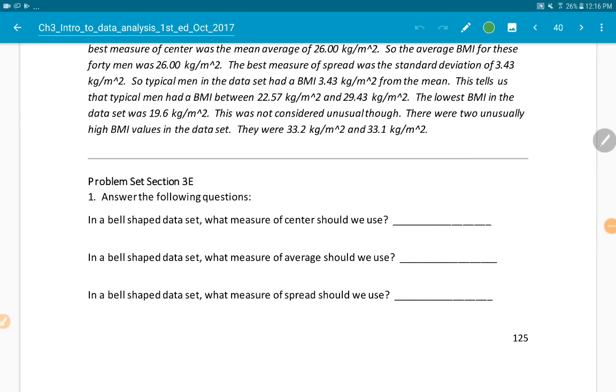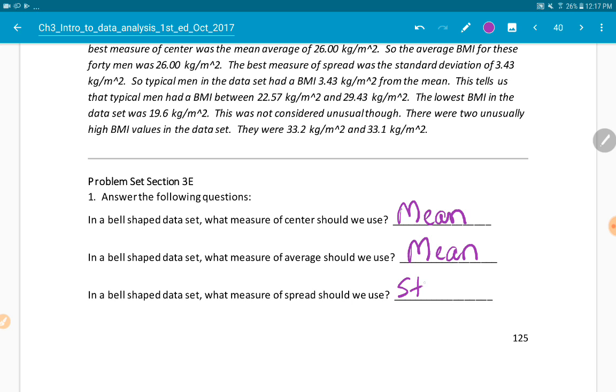For section 3E, I'm going to go through the first problem, which is a bunch of questions about normal curves. In a bell-shaped data set, that means normal, what measure of center should we use? And that is the mean. What measure of average should we use? That is also the mean. And what measure of spread should we use?